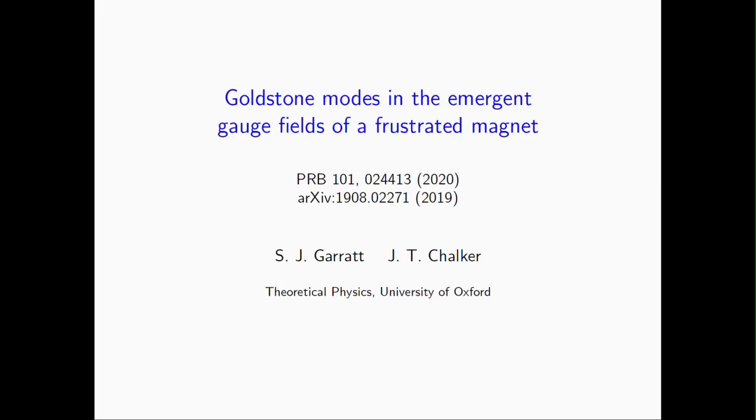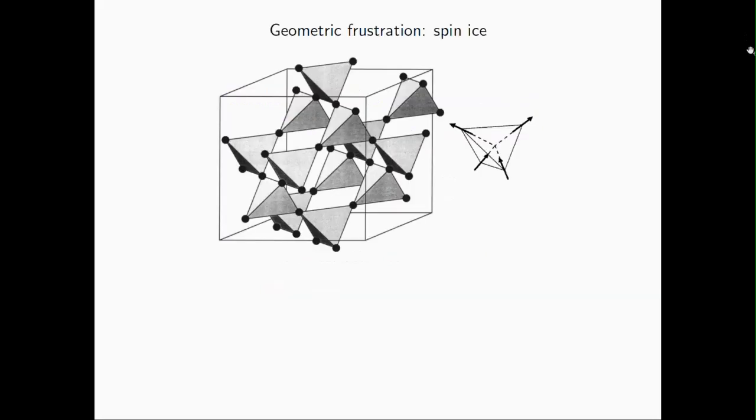Hi, I'm Sam Garrett, and this is some work of mine with John Chalker, which appeared in Physical Review B in January: Goldstone modes in the emergent gauge fields of a frustrated magnet. I'll start by talking about what is arguably the most well-known frustrated magnet, spin ice.